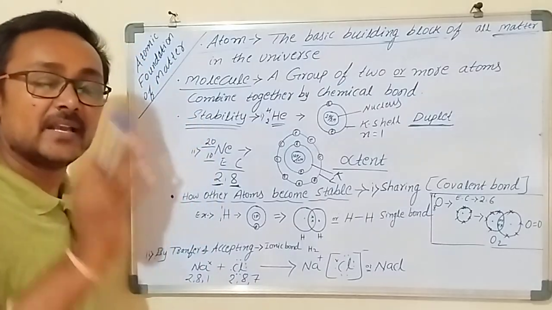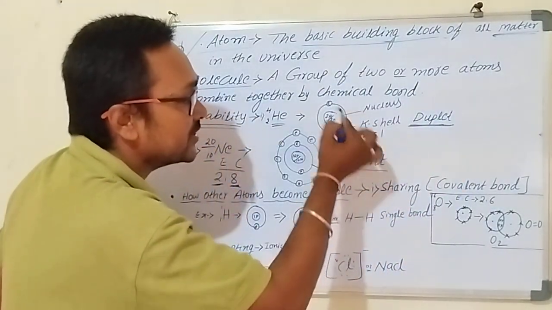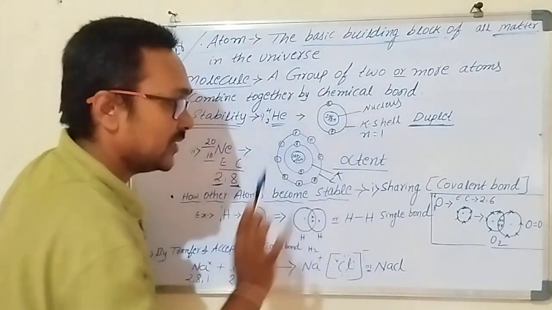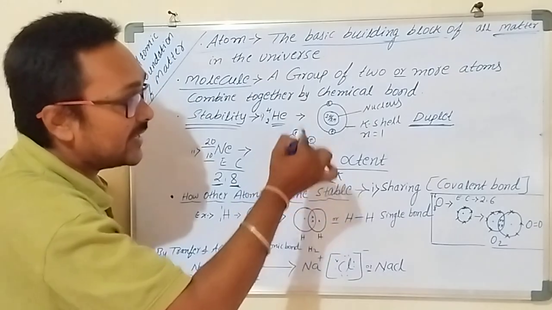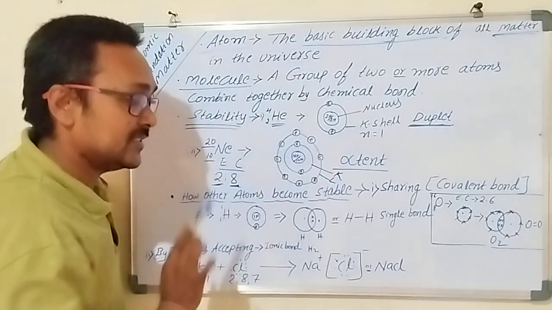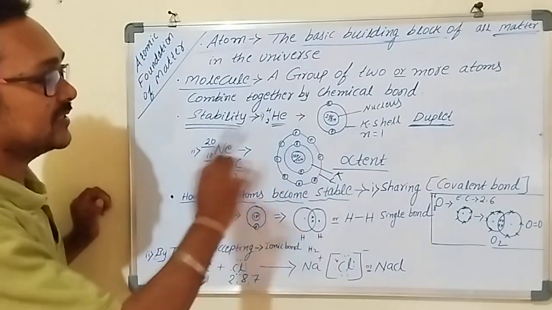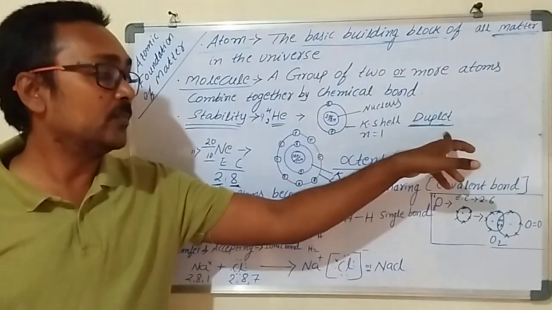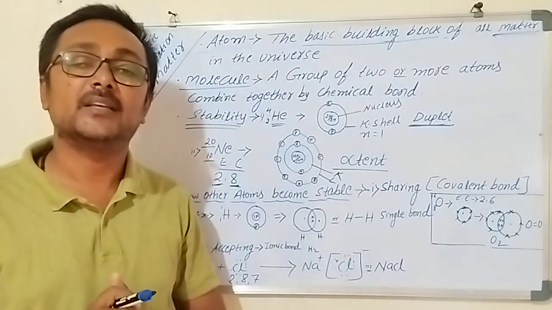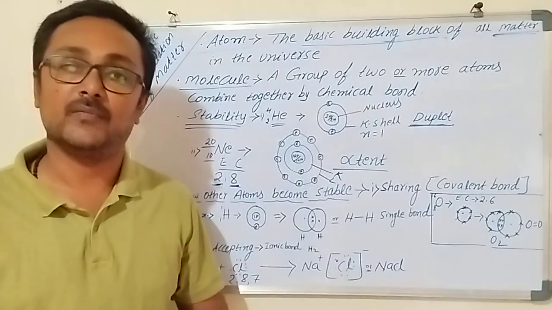If any element in the periodic table has in the K shell 2 electrons as its outermost shell, 2 electrons is duplet formation. Except the K shell, if it has one more layer, meaning the outermost layer here is L, and it has 8 electrons, that is considered as an octet. Meaning duplet or octet formation is there in the element, then we can consider it as a noble gas configuration.